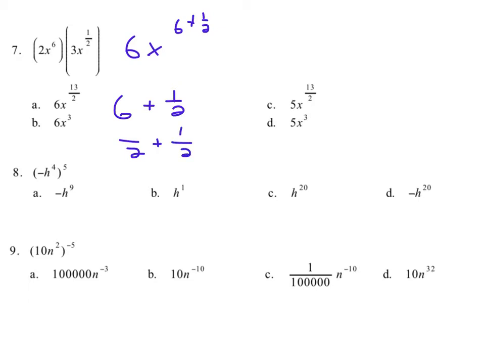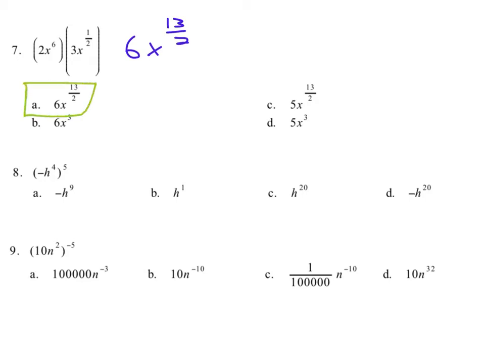Okay, that's got a 1 on it. But how many halves is 6? Well, there's twice as many halves as there are wholes, so we have twice as many as 6, or 12. So we've got 12 over 2 plus 1 over 2 is 13 over 2. So if it's 13 over 2, then instead of writing 6 plus 1/2, we're going to write 13 over 2. And that is A. Not too hard. Just got to know how to deal with those fractions.